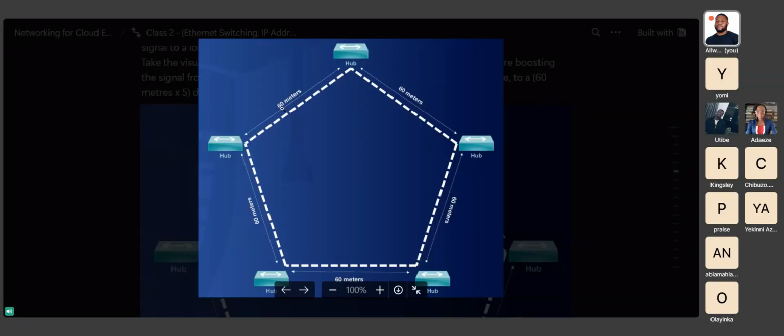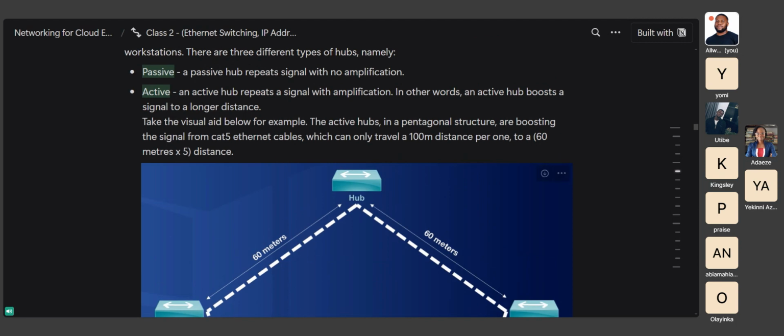So the kind of hubs they use in cases like this are active hubs, because what an active hub would do is amplify the signal. That's the reason why in this case they are passing a Cat5 Ethernet cable 60 meters for each length in a pentagonal structure. Now this is an active hub. When the signal is passed from this hub to this hub, it's amplified 60 more meters. It now goes from this hub to this hub, it's amplified again 60 more meters, and it's able to go all the way around. That's what an active hub does, and I explained that here as well.